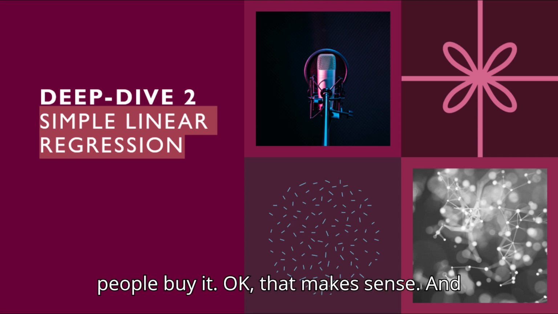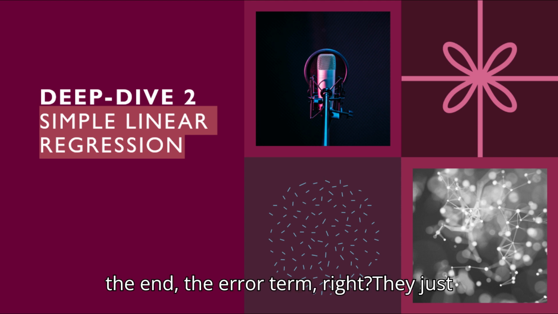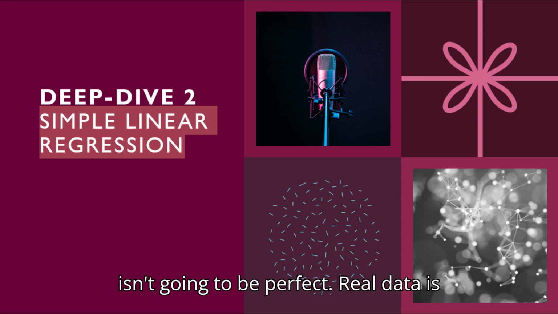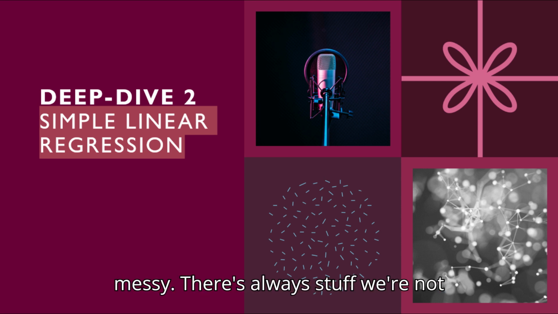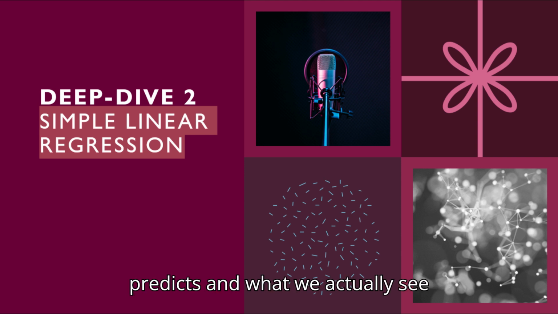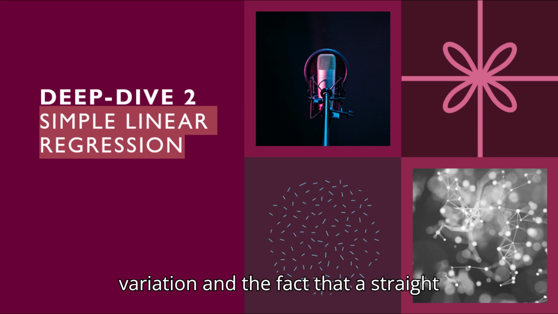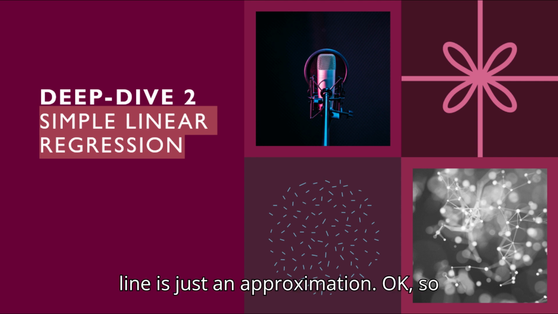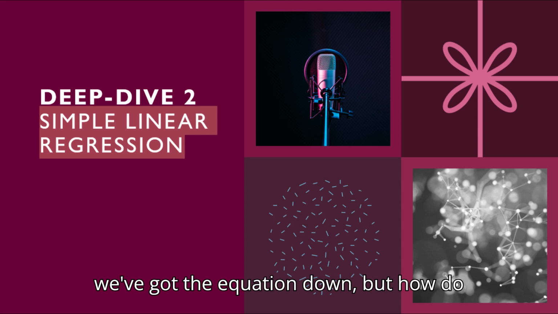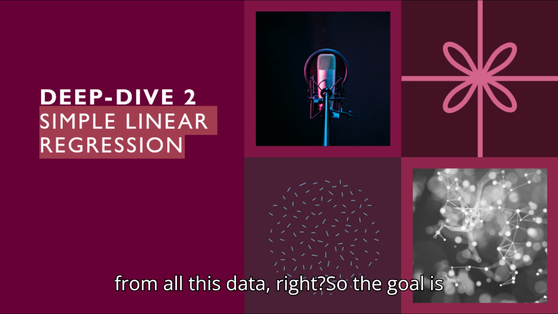Okay, that makes sense. And then we can't forget that little a at the end, the error term. Right. They're just acknowledging that our straight line isn't going to be perfect. Real data is messy. There's always stuff we're not capturing in a simple model. So it's like the difference between what our model predicts and what we actually see happening. Exactly. And it's all that variation and the fact that a straight line is just an approximation. Okay, so we've got the equation down. But how do we find the best values for b0 and b1 from all this data?